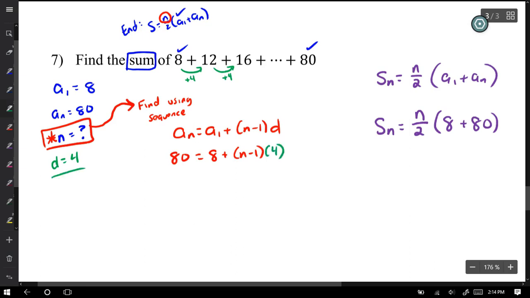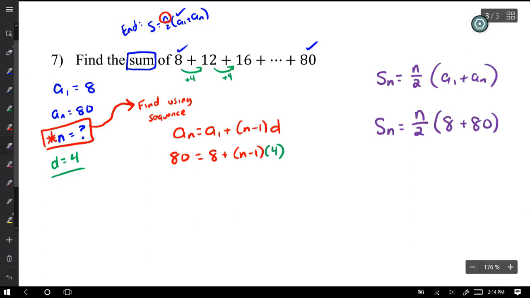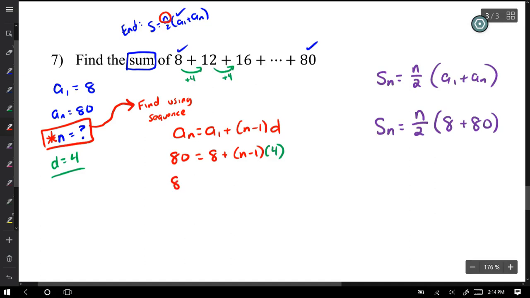So if I look in this case, I have all my information that I need. So in this case for you guys, I will distribute. So I get 4n minus 4. I'll combine like terms, and I'll get 4n plus 4. And that's going to give me 76 equals 4n. So n equals 19.